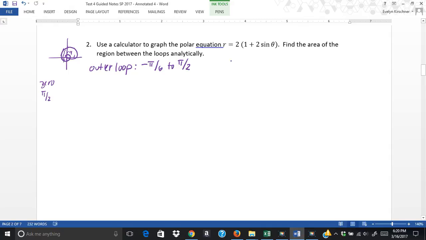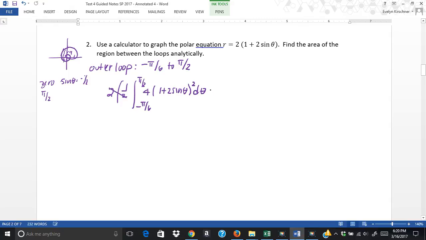And at 0, what do I have? When r equals 0, sine of theta equals negative 1/2, which would be negative pi over 6. So that's where I get the first limit. So I need to find the area of the outside, and I'm going to double it. So it's twice 1/2 the integral from negative pi over 6 to pi over 2 of r squared, which is 4 times (1 plus 2 sine theta) squared d theta.